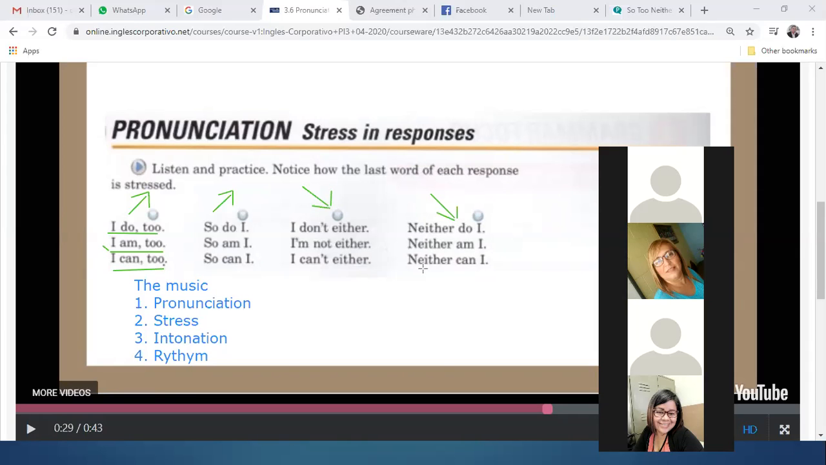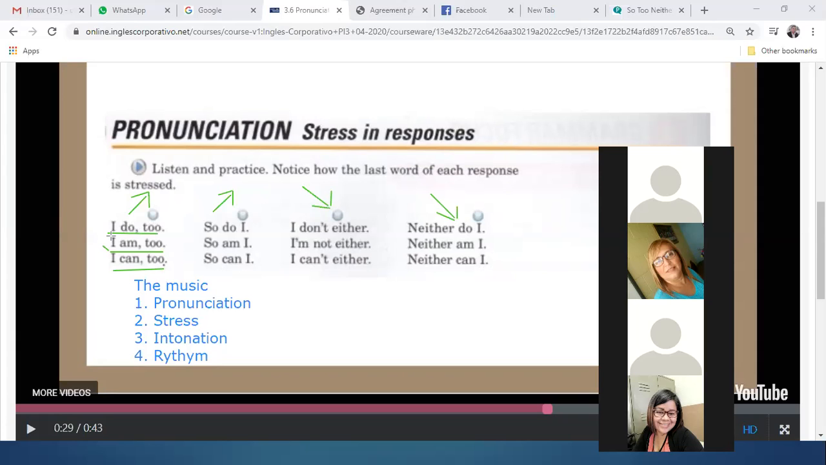Let's say, I can't play the piano. Neither can I. Very good. Okay. So this is important also in our speaking, right? So let's repeat. We're going to do it together. Solo vamos a repetir lo que está aquí.